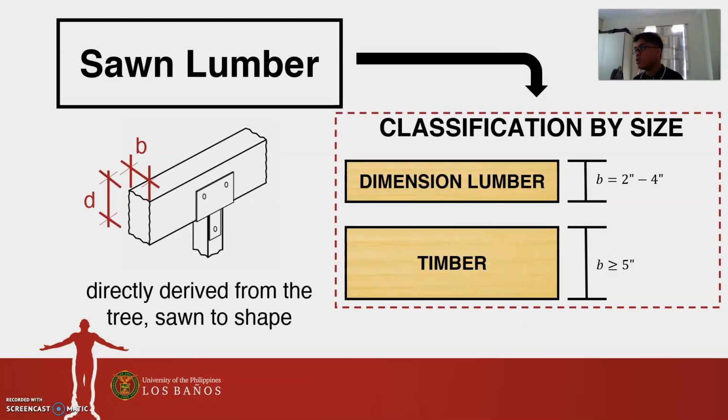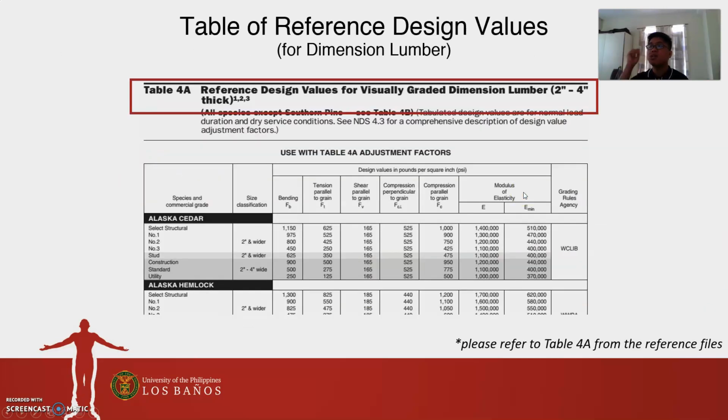And then for sawn lumber, we have a definition of the dimensions: width B or thickness B, and the depth D. Sawn lumber is further classified into dimension lumber and timber, in which the thickness B is 2 to 4 inches for dimension lumber, and for timber, the thickness is greater than or equal to 5 inches. Okay, and then we will go to the reference design values in Table 4A included in your course pack.